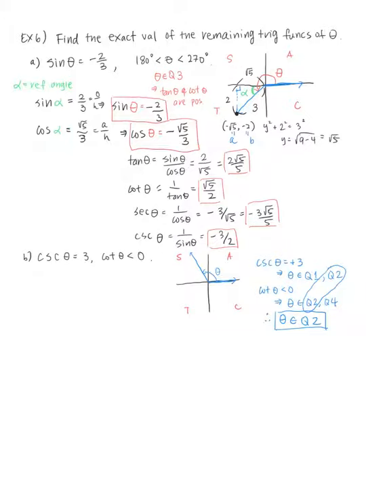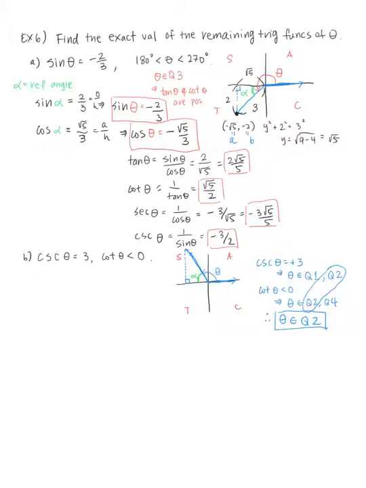So the reference angle alpha is going to be right here. Let me just call that alpha. And I'm going to do the same thing as before. Let me just extend this so I could draw myself a triangle. Okay, so I'm just going to draw the triangle like this. All right, so now let's use the fact that cosecant of theta is 3.